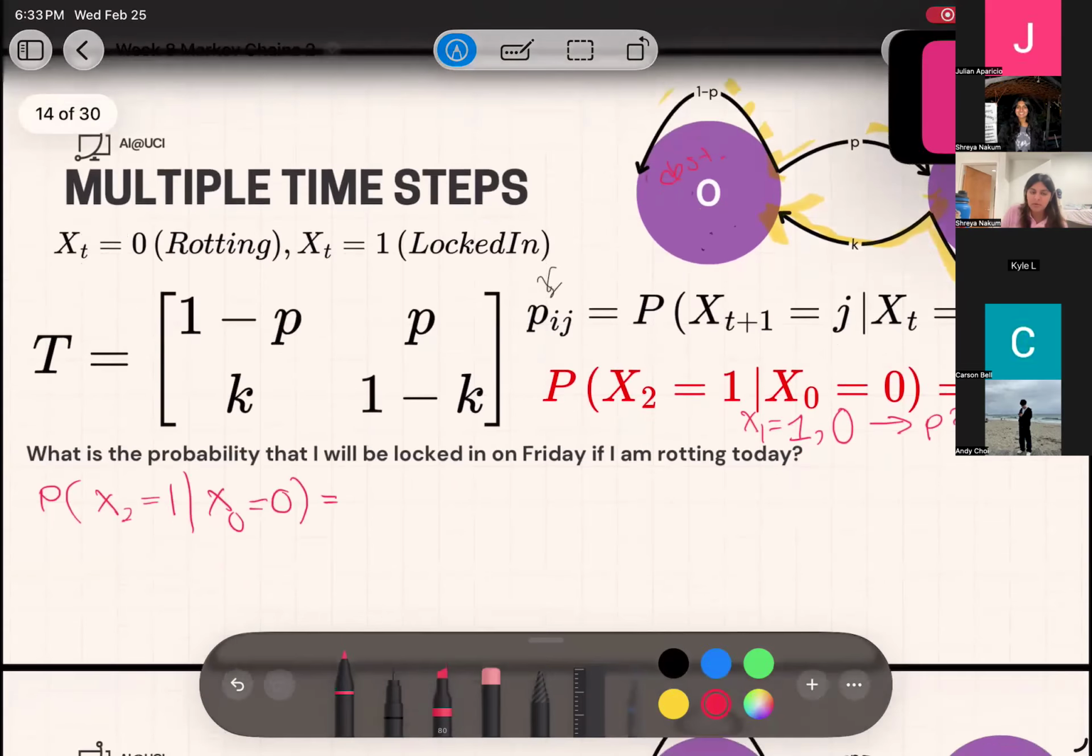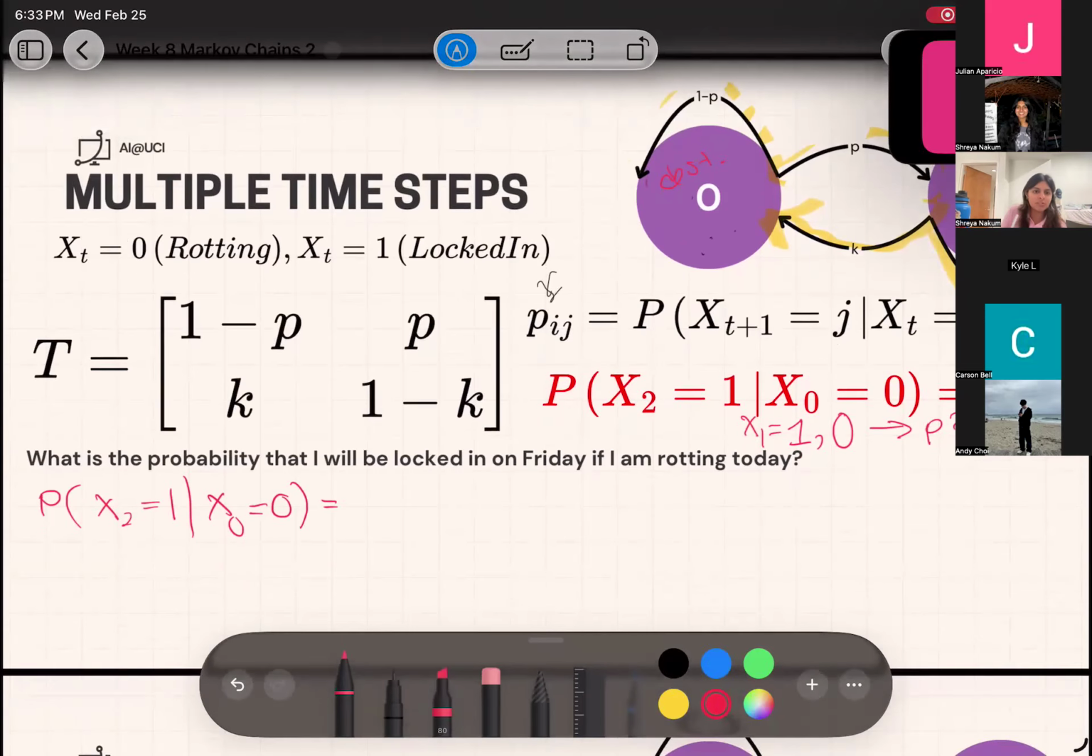The way we're going to think about this is decomposing this conditional into two baby conditionals, if that makes sense. Because remember I said that what matters is where we were on X1. The two places we could be on X1 are 1 and 0. So we know for sure that we're here. What matters is where we were here.